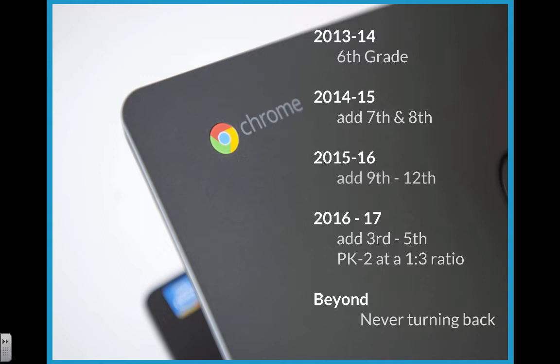And the really neat part of this graphic is the word at the bottom that says beyond, never turning back. We truly believe that this technology that we're providing for teachers and students is not going away. It's something that we are investing in. It's an all-in effort. And so being a part of this cohort is just one of the first steps to really investing in that thought and getting yourself and your students ready to interact with these devices.